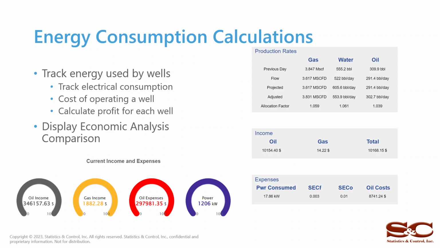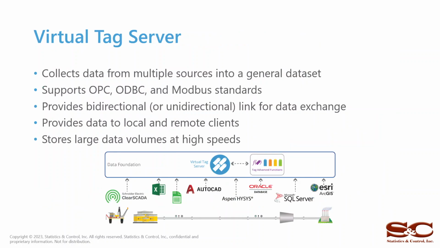So here, this is just an example of some of the energy consumption calculations that we've done. We track energy usage by wells, so we're able to track that electrical consumption. We're able to track the cost of operating at each well and calculate the profit at each well also. So this is just some of the simple calculations that we can set up inside our software, and it makes it easy for the user to grow those calculations or adjust those calculations however they see fit.